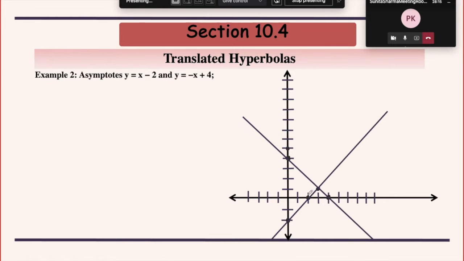Ma'am, if we know which way it will open, we can find by the formula. If it is a vertical one, we can put the value like x minus h square by a square plus y minus k square by b square equal to 0, and we can equate that. Okay, before that, how will you find H and K? That is what I'm asking. Ma'am, that I don't know.